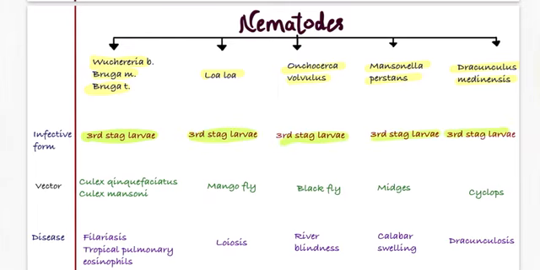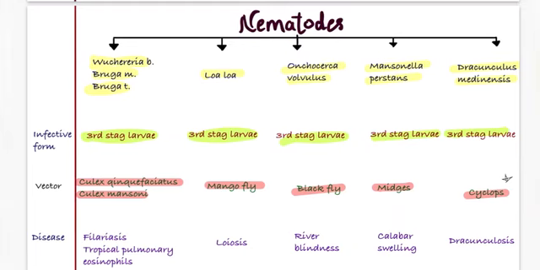The vector of Wuchereria bancrofti is Culex quinquefasciatus, and of Brugia malayi is Mansonia. The vector in Loa loa is mango fly, of Onchocerca volvulus is black fly, of Mansonella perstans is midges, and of Dracunculus medinensis is cyclops. You can get an important image-based question on cyclops. They can give you an image and ask you to identify the parasite which has cyclops as the vector.